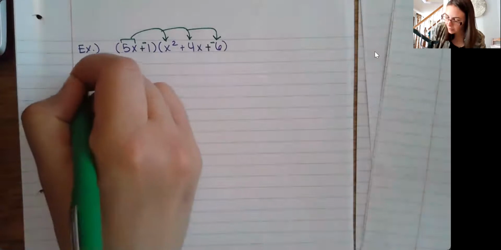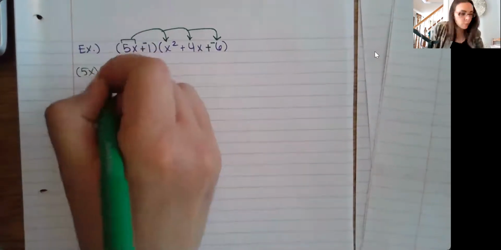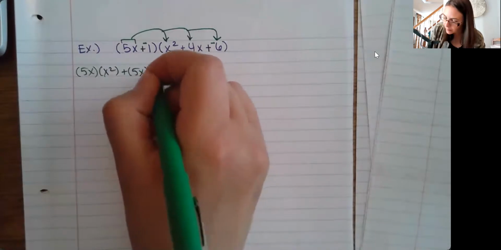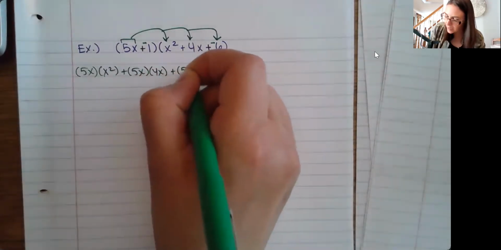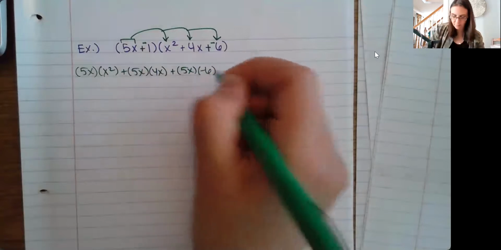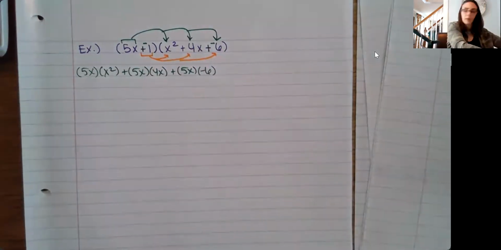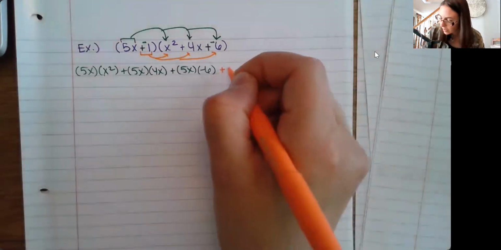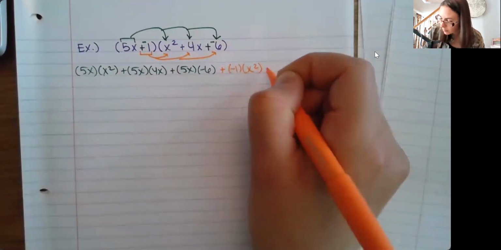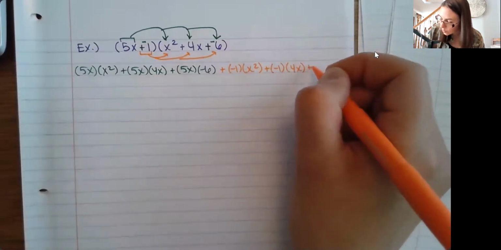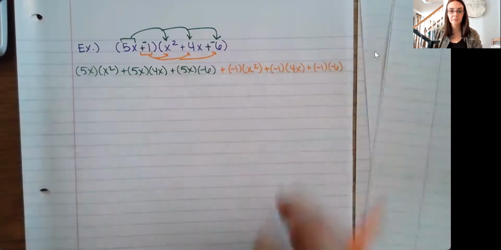So I have 5x times x squared. And then I have 5x times 4x. And then I have 5x times negative 6. And then I'm going to do that negative 1. So now I have negative 1 times x squared, negative 1 times 4x, and then negative 1 multiplied with negative 6.